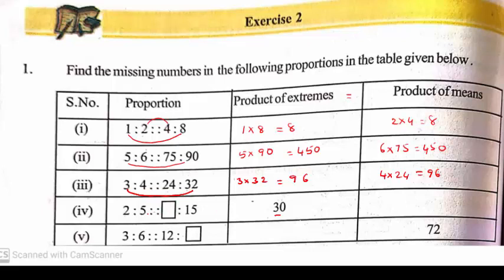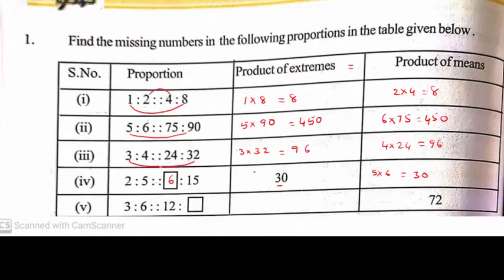Next, what is the dash? మనకి ఈ 5ని దేంతో మల్టిప్లై చేస్తే 30 అవుతుంది. హియర్ దిస్ ఈస్ ద ఎక్స్ అనుకున్నాం అనుకోండి. 5 sixes are 30. So here 6. 5 into 6 equals 30.